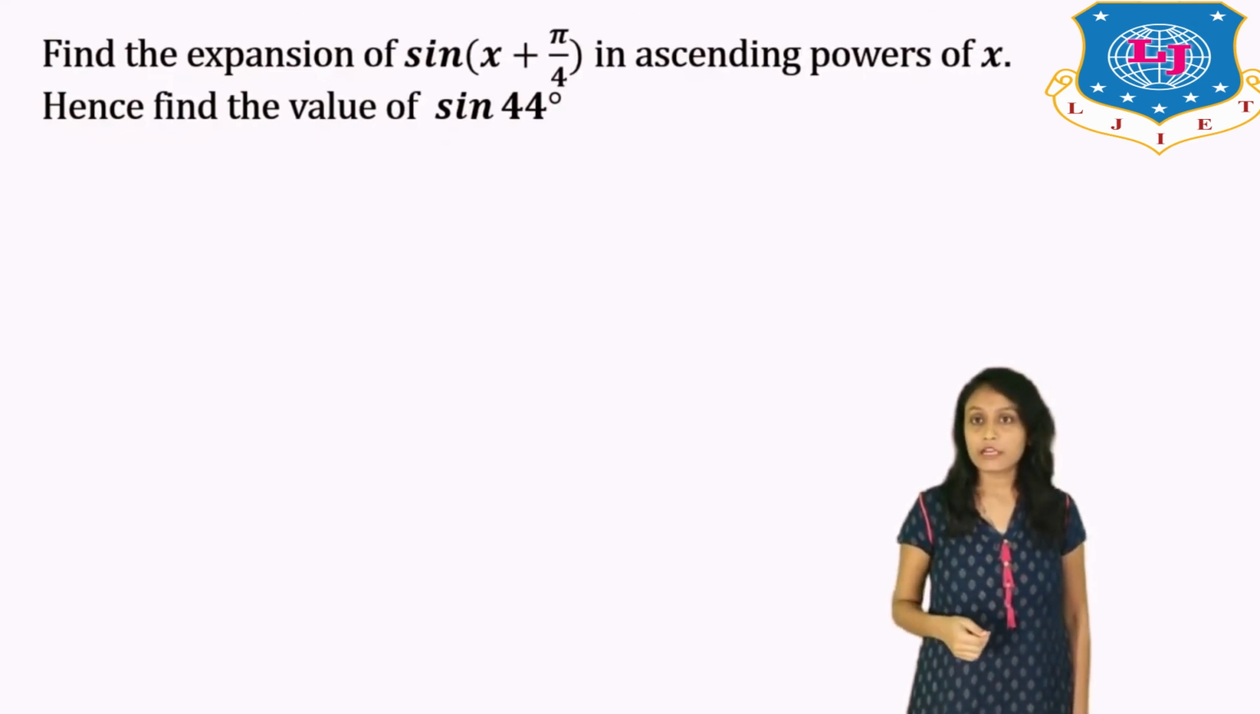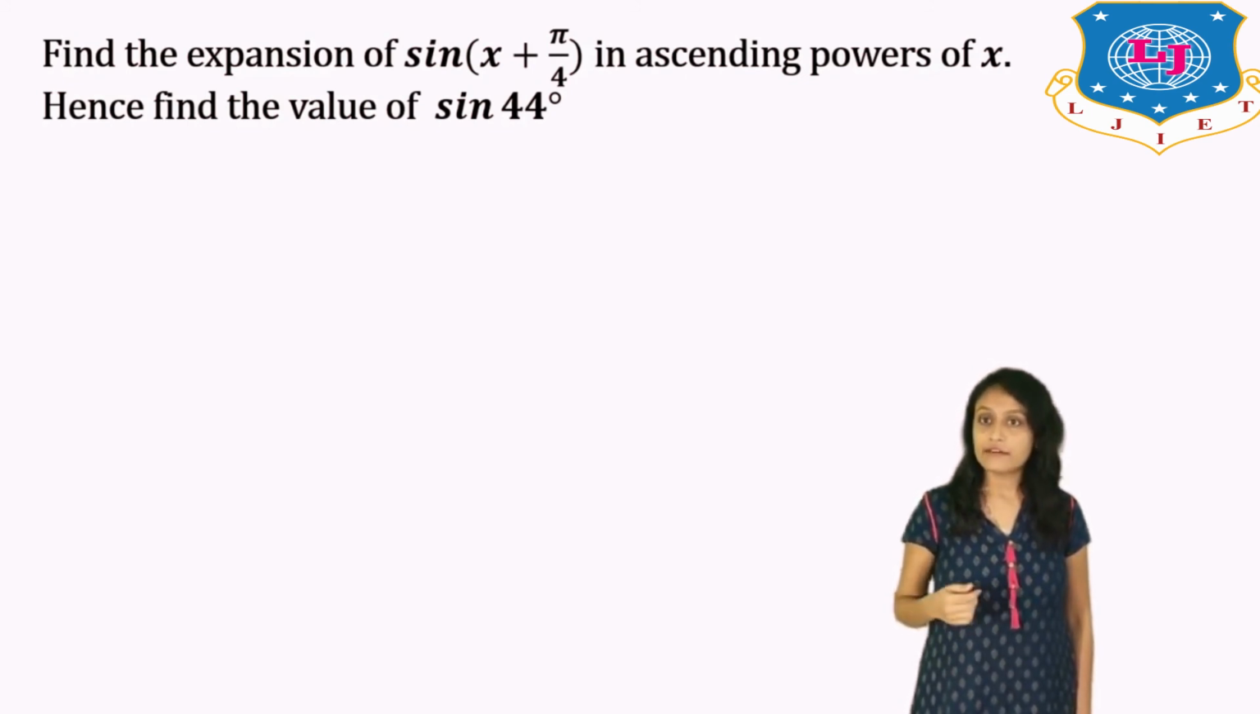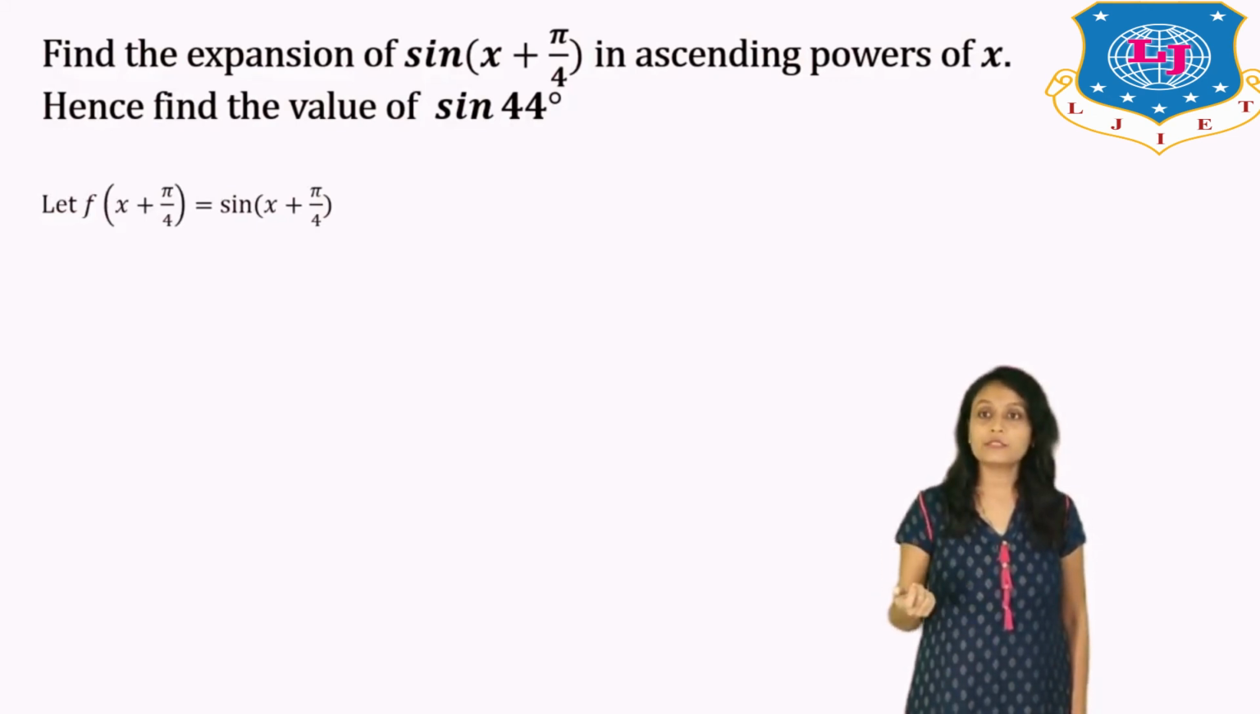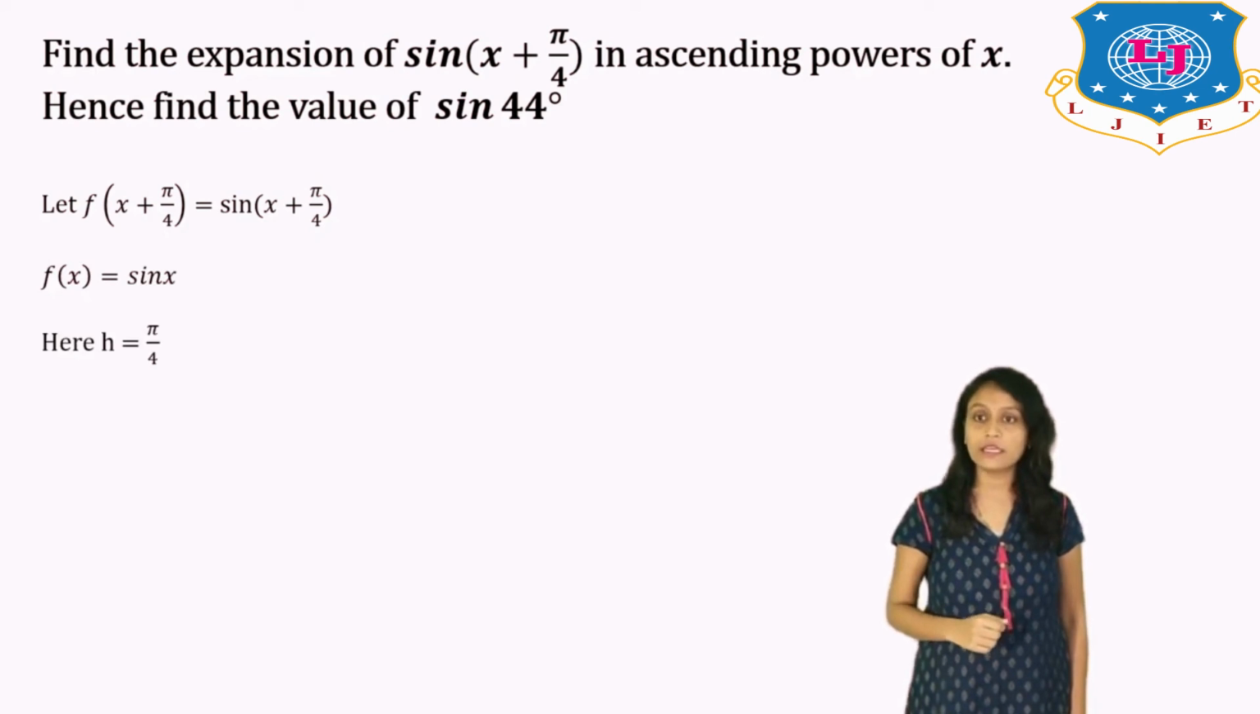Find the expansion of sin of x plus pi by 4 in powers of x and find the value of sin 44 degree. Let's see the solution. Firstly, f of x plus pi by 4, that is what is given in the question, sin of x plus pi by 4. On comparing, you will get f of x is equal to sin x and h will be pi by 4.